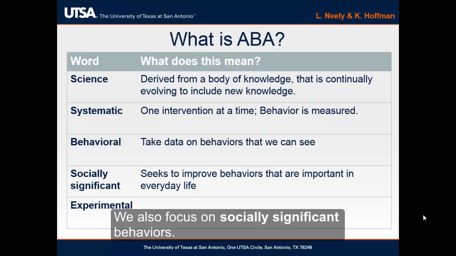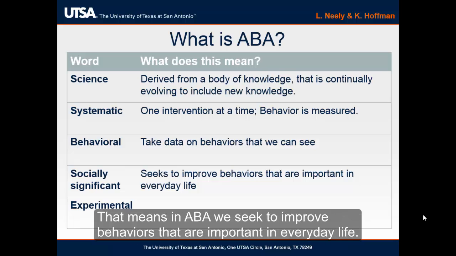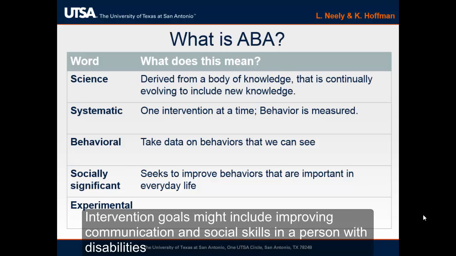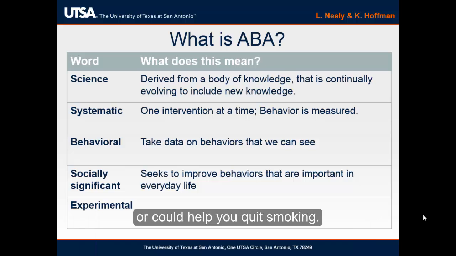We also focus on socially significant behaviors. That means in ABA, we seek to improve behaviors that are important in everyday life. Intervention goals might include improving communication and social skills in a person with disabilities, or could help you quit smoking.